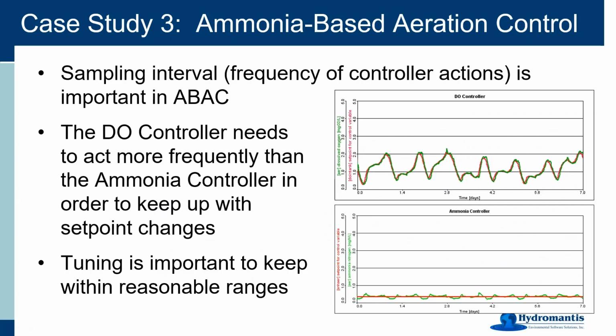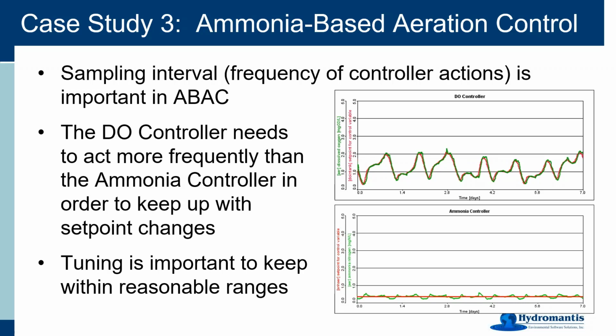So a couple of thoughts on setting up these ABAC controls. The sampling interval, the frequency with which that controller takes an action, is really important in ABAC. You have two different sampling intervals to think about. One of them is the ammonia controller, and one of them is for the DO controller. Now, the DO controller really needs to be able to react quickly because the ammonia controller is going to be consistently updating what the DO set point is.